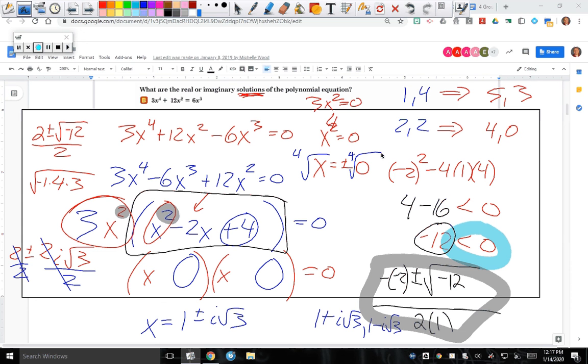Alright, so this is just going to be x is equal to 0. So we have 0, we have 1 plus i root 3, and 1 minus i root 3. But I circled on the last problem that the highest power would tell me how many answers I have. But I only have 3 answers here. Shouldn't I have 4?